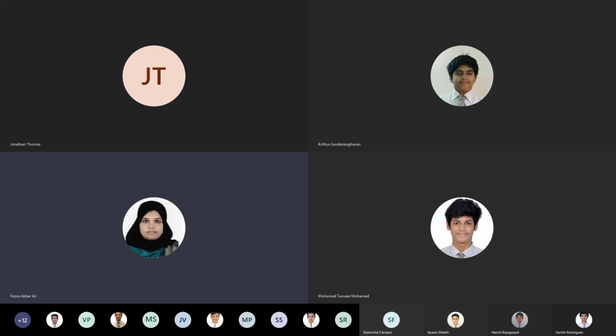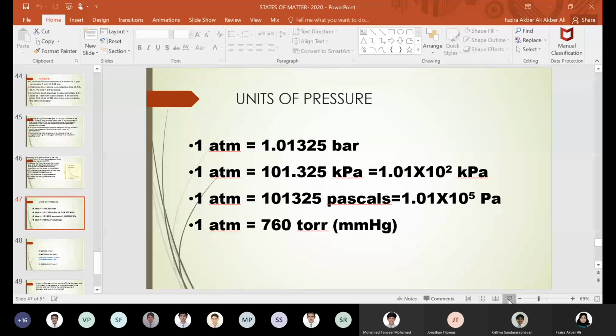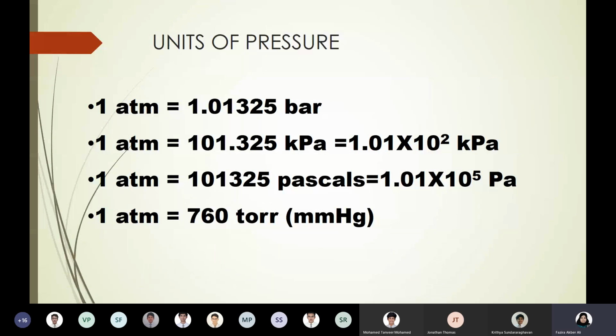of pressure. As you can see, 1 atm, 1 atmospheric pressure, can be expressed in bar. So it is almost 1 bar. 1 atm is almost 1 bar. But as you can see, a difference is 1.01325. So as it is almost equal, in some cases we take 1 atm as equal to 1 bar because it is 1.01.